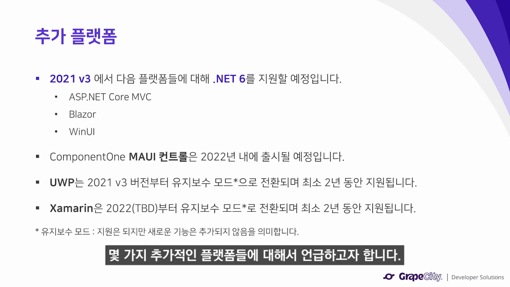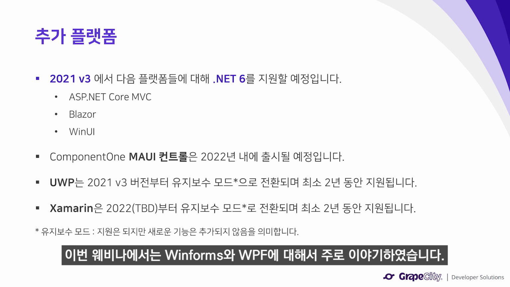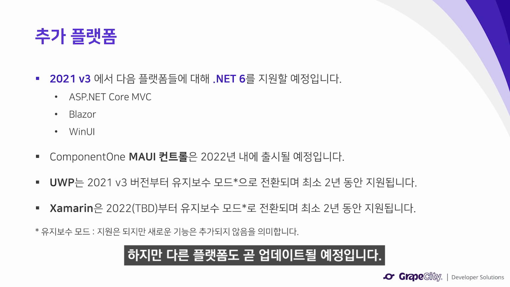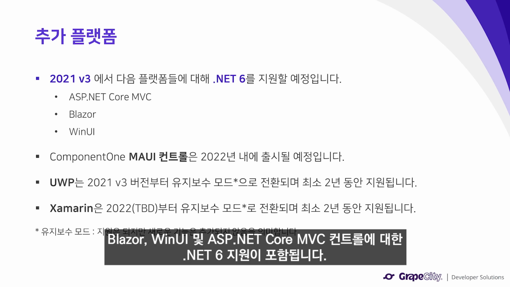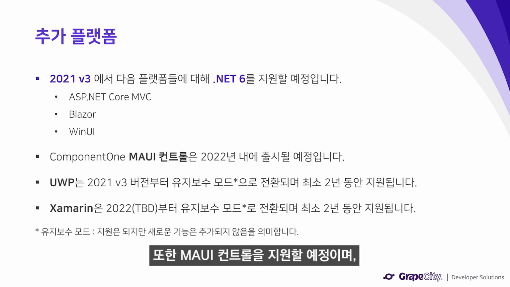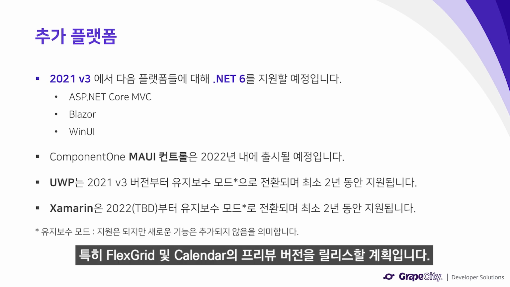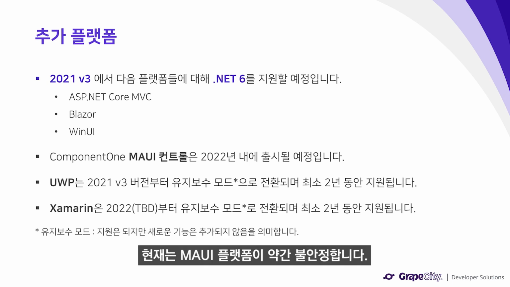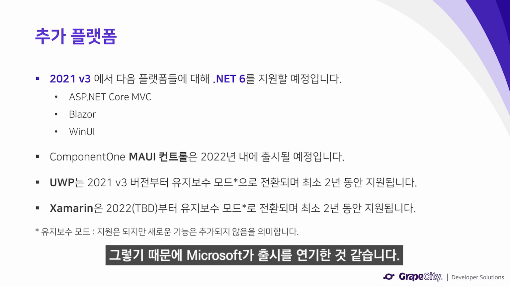So some of the additional platforms I want to mention here: this whole webinar we focused on WinForms and WPF because they've had the most changes and the most interest with .NET 5 and 6, but some of our other platforms are also going to be updated shortly. So our 2021 V3 release next month will include .NET 6 support for Blazor, WinUI, and ASP.NET Core MVC. We also plan to release a preview of our MAUI controls, specifically FlexGrid and Calendar in the first wave by the end of the year. And we hope to release these along with the Microsoft timeline for releasing MAUI next year. Right now, the feedback from our developers is the MAUI platform is a bit shaky, and we can see why it's not ready to be released at this moment and why Microsoft had delayed it.